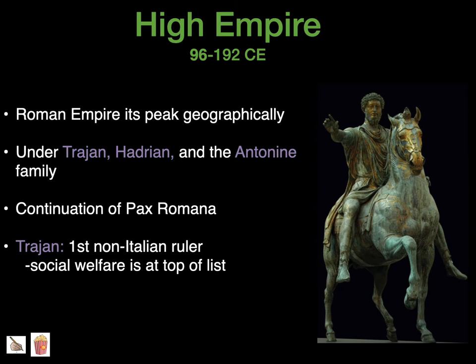Now we arrive at the High Empire between 96 and 192 CE. The Roman Empire will reach its peak geographically. It will be under the Trajan, Hadrian, and the Antonine family. We will see a continuation of Pax Romana, and Trajan will be the first non-Italian ruler. Social welfare will be at the top of his list.